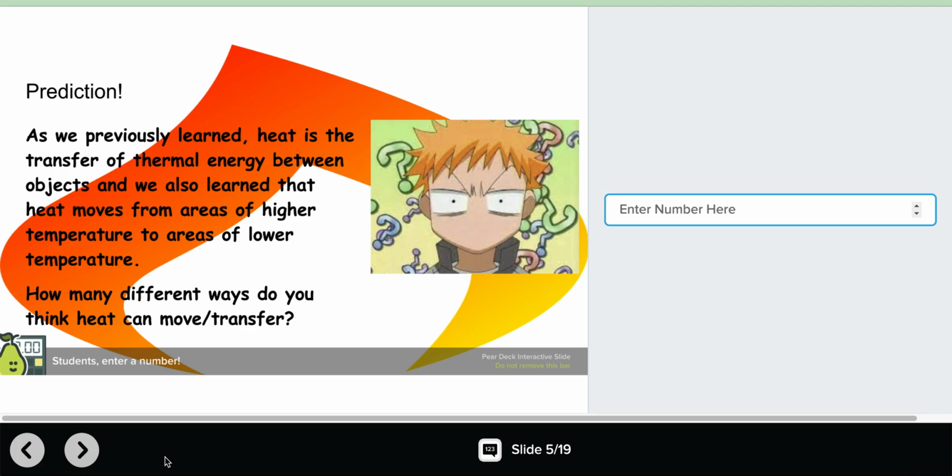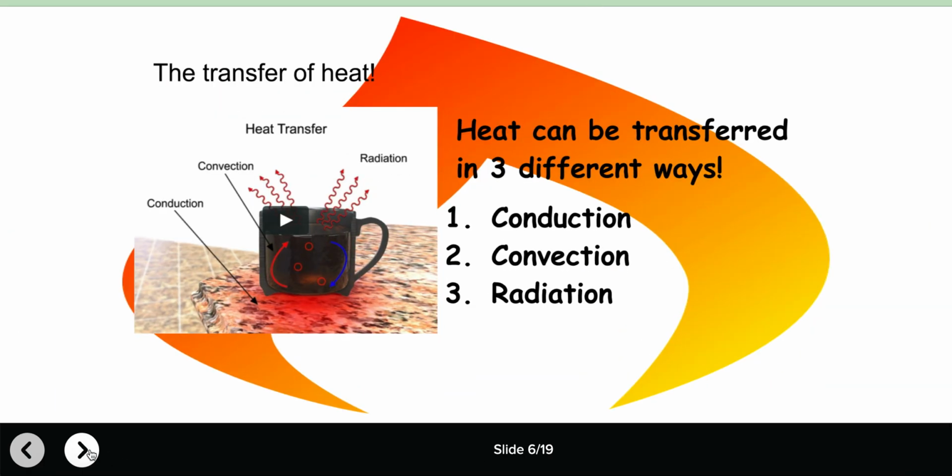Okay, now before we go into all the different methods that we can transfer heat, I want you to take a guess. I want you to brainstorm, take a guess. How many different ways do you think we're going to be able to transfer heat throughout this lesson? All right, take a little guess. Okay, I hope you did. And the number is 3. We're going to learn about these 3 specific ways to transfer heat.